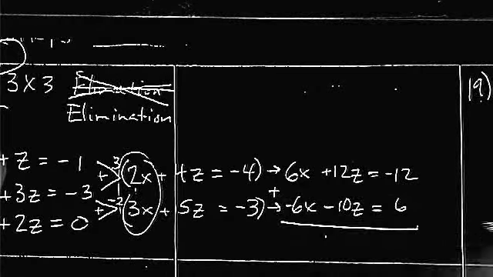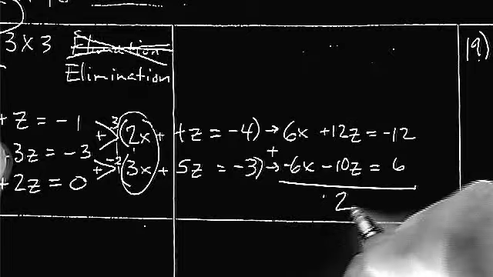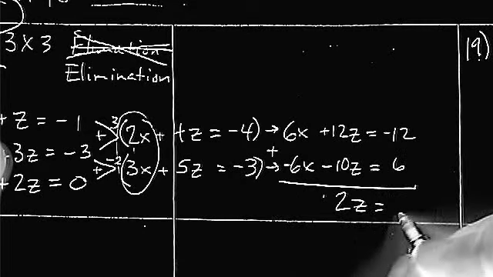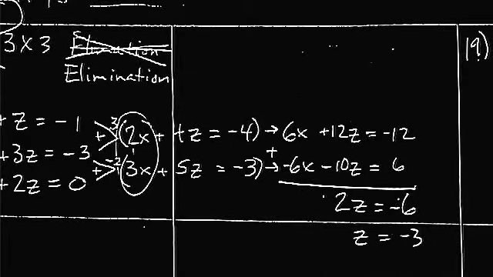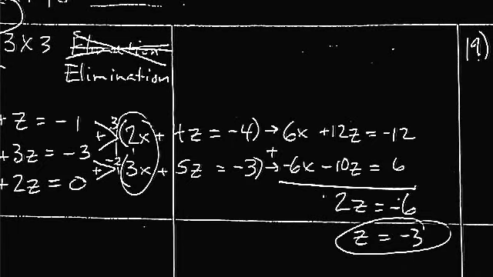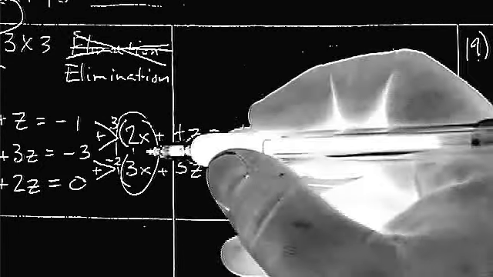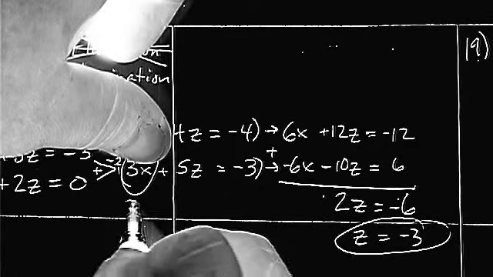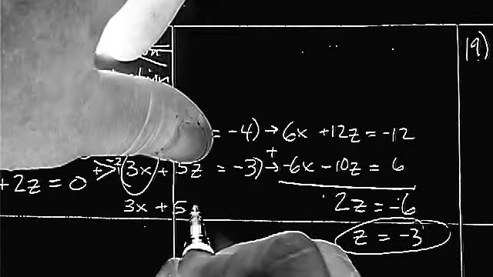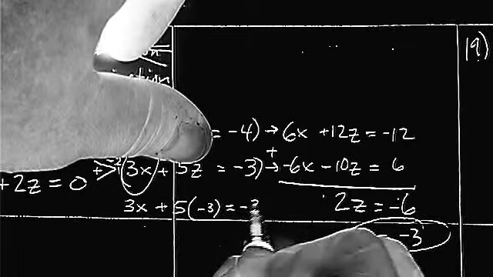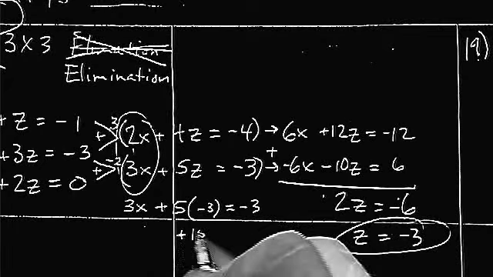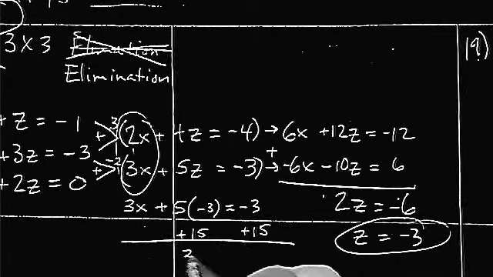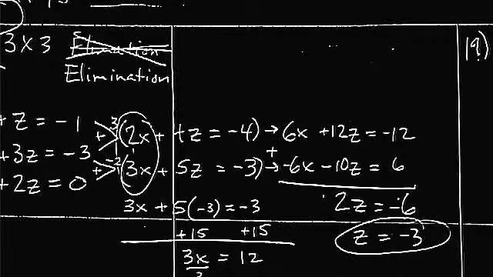Now I can add these together. When I add them together, I get 2z's because the x's cancel out, equals negative 6. So z equals negative 3. So now I'm asking myself, if I know what z is, how do I find x? Go back to one of these equations that just has an x and a z in it. For instance, this one has an x and a z. 3x plus 5 times negative 3 equals negative 3. That gives me negative 15, so I'm going to add 15 to both sides, giving me 3x equals 12. Divide by 3, divide by 3, x equals 4.